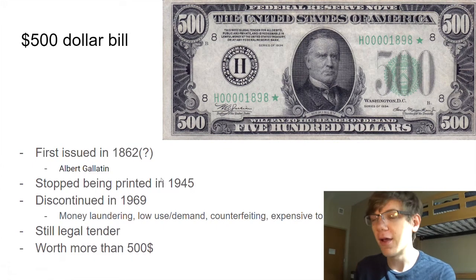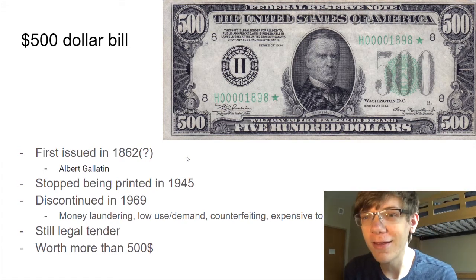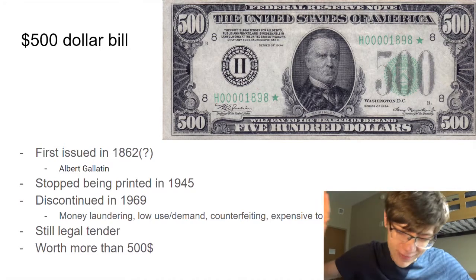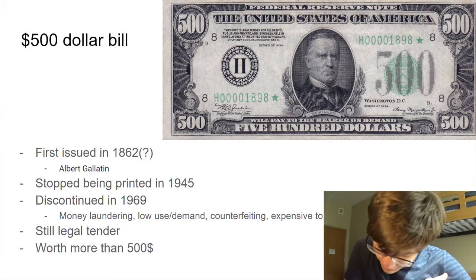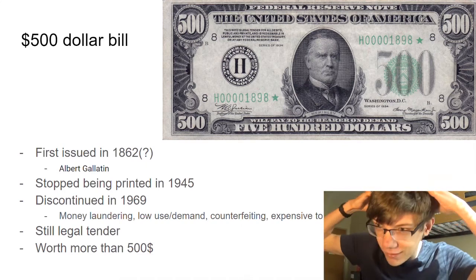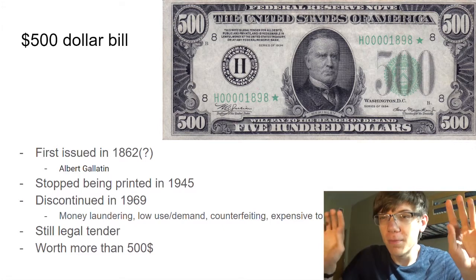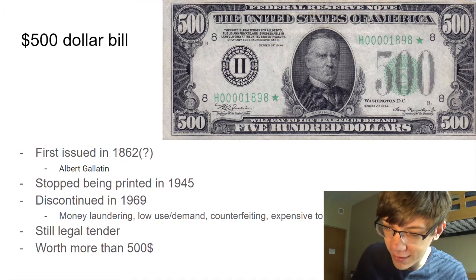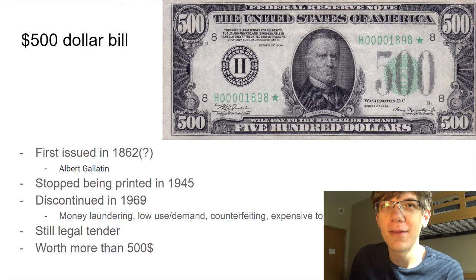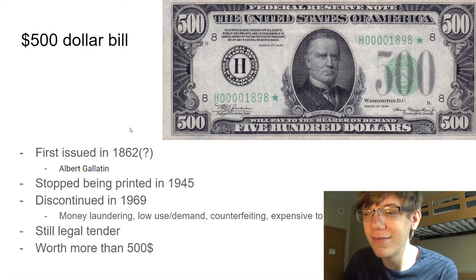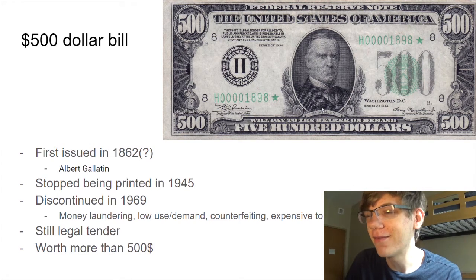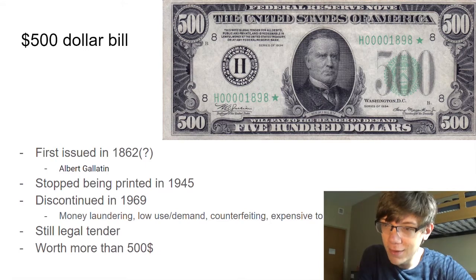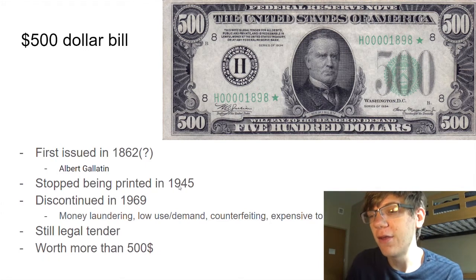I think it was first issued in the year 1962. I was reading an article that said the first $500 bill was actually issued by one of the original colonies, because the states at first issued their own currencies, and then the Confederacy had a $500 bill. I'm pretty sure 1962 is the first date that the United States government started printing the $500 bill, and not just a state. I don't know what I'm trying to say, but anyways, 1962, that was before William McKinley was even president. Instead, it had Albert Gallatin on it, who I think at the time was the Secretary of the Treasury. So it stopped being printed in 1945, and it was discontinued in 1969.